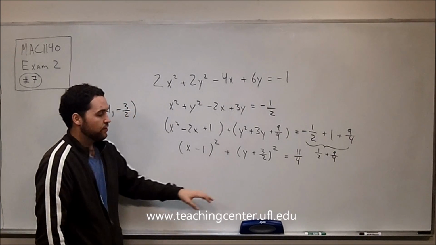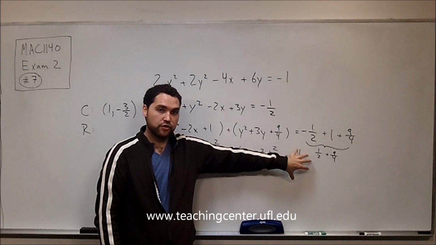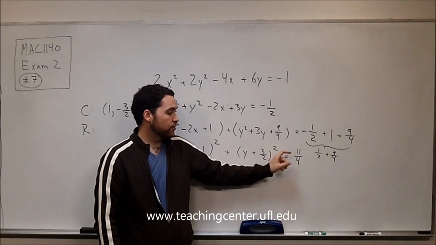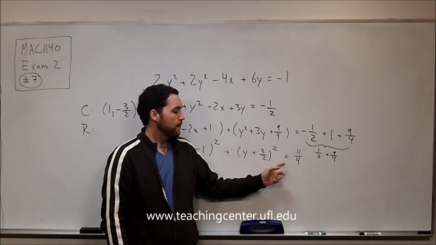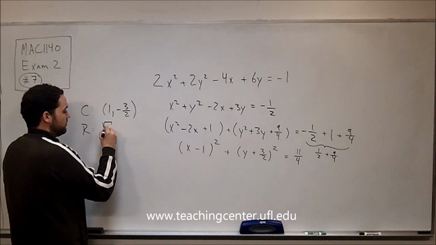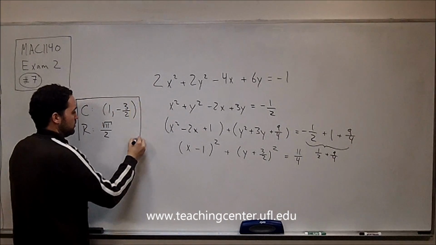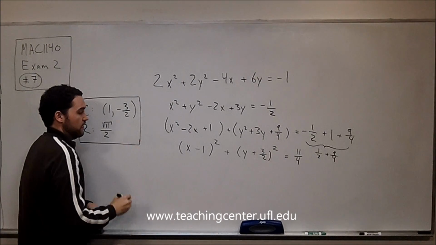Now for the radius, we said the radius squared is this value, so you want to square root this. When you square root the 11, that's just square root of 11, but when you square root the 4, you get a 2. So the radius is just going to be square root 11 divided by 2. And that's the answer to the problem.